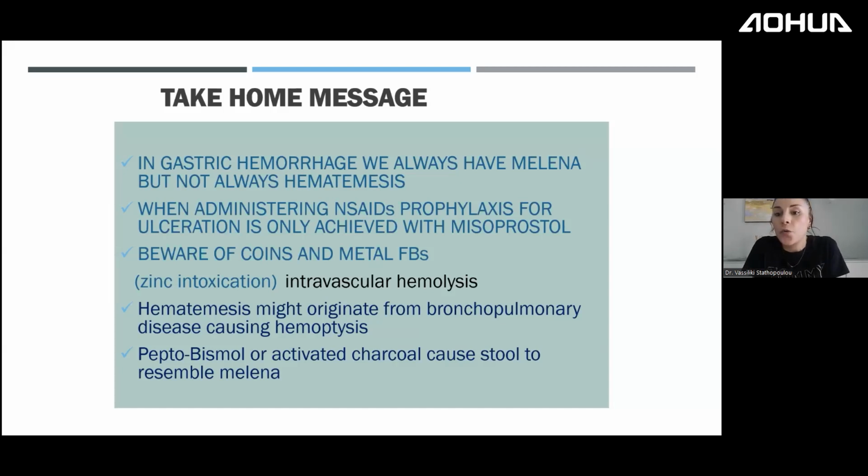When administering non-steroidals for prophylaxis, please give misoprostol. Beware of coins and metallic foreign bodies in order not to have zinc intoxication. Sometimes also hematemesis might originate from bronchopulmonary disease causing hemoptysis. So you always have to assess a patient that's dyspnoic, for example, as the Yorkie that we had. Of course, we had x-rays and everything in order to exclude that this could be a respiratory disease, okay? And the animal then will actually digest the blood from the respiratory tract, and you will also have melena, but this will not be GI disease.